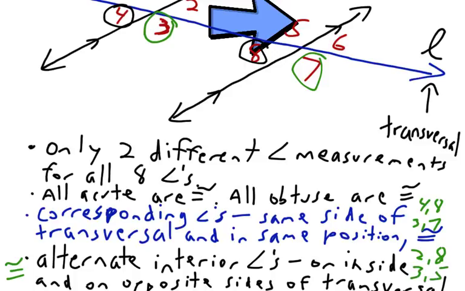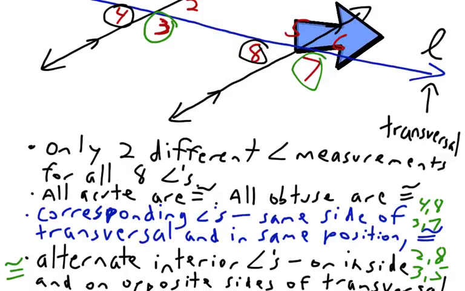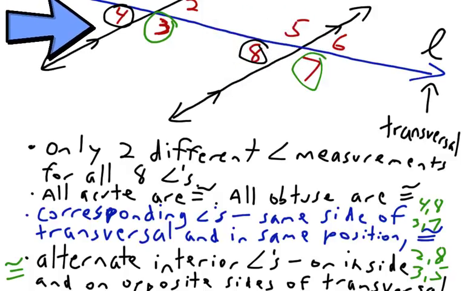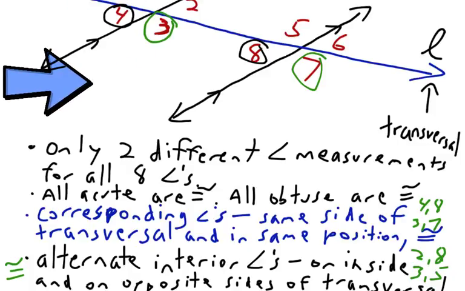Alright, we're not going to write it down, but alternate exterior is the same deal. That's the outside angle. So like 6 and 4 would be alternate exterior, and then 7 and 1. And they're going to be congruent as well.